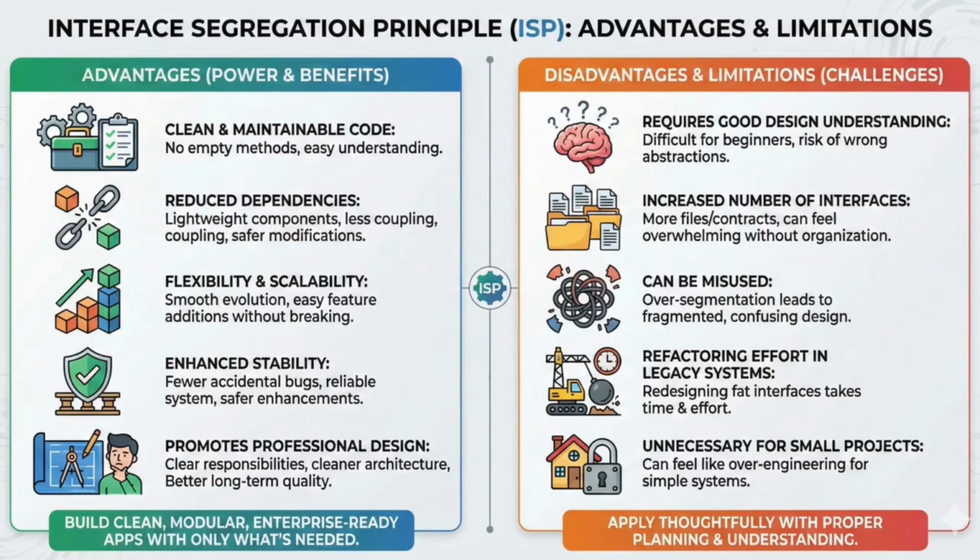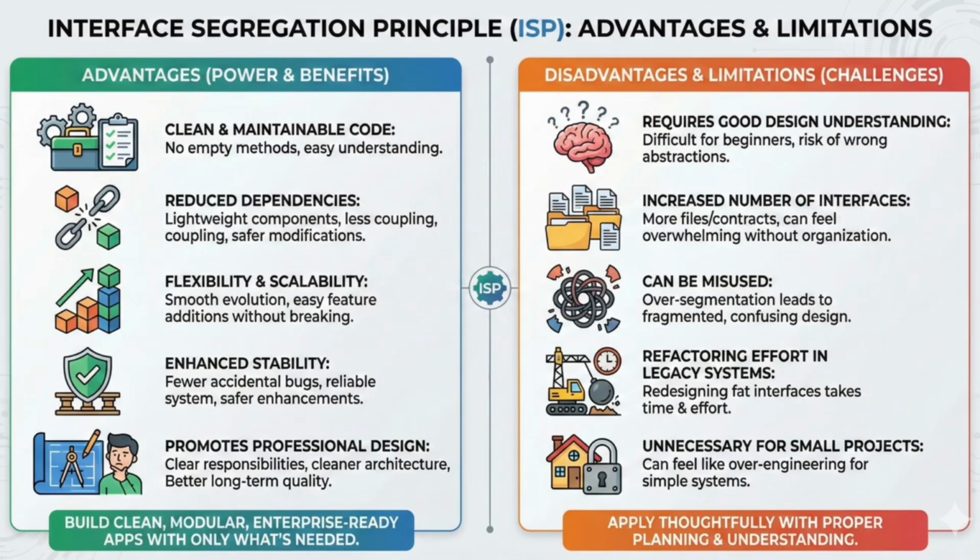Now let's talk about the advantages of the interface segregation principle and why it is so powerful in real-world software development. First, it makes our code clean and maintainable. Since classes implement only the methods they actually need, we avoid unnecessary complexity, empty methods, and confusing code. The design becomes easier to understand and maintain.